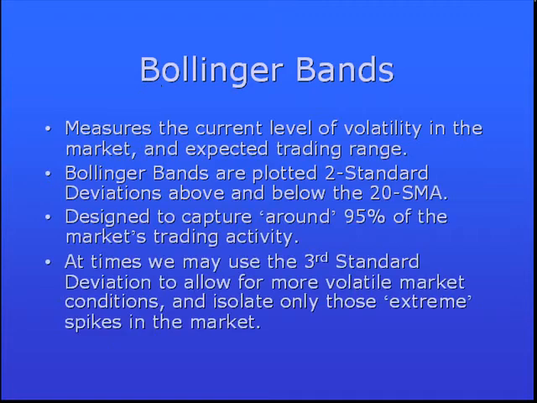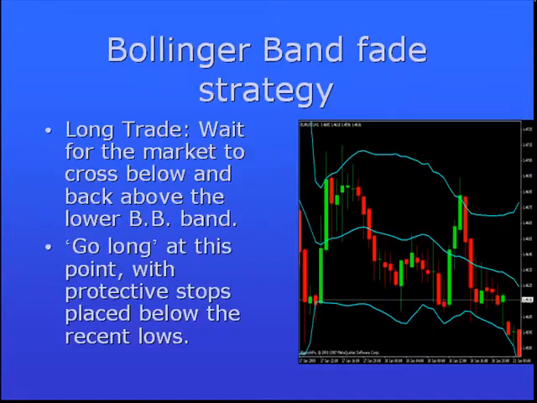We're going to spend a little time today discussing the Bollinger Bands. Bollinger Bands measure the current level of volatility in the market and the expected trading range. Bollinger Bands are plotted 2 standard deviations above and below the 20 simple moving average. They're designed to capture only 95% of the market's trading activity. At times, we may use a 3rd standard deviation to allow for more volatile market conditions and isolate only those extreme spikes in the market.